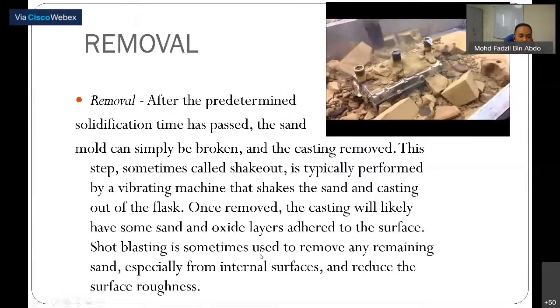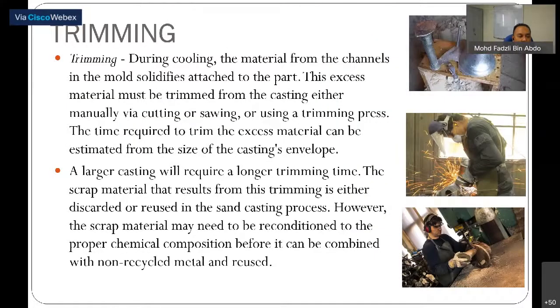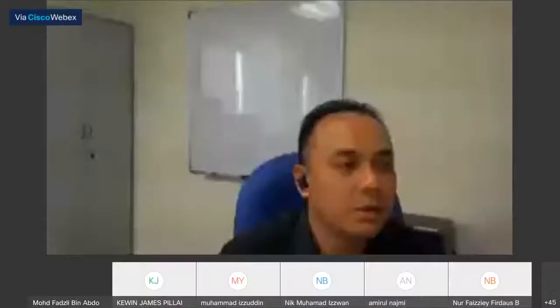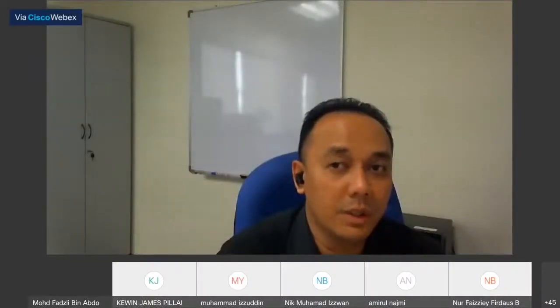And then shot blasting is sometimes used to remove any remaining sand, especially from the internal surfaces, and reduce the surface roughness. Okay. And then bila kita dah buat remove tadi, and then kita trimming lah. Kita trim untuk cantikkan lagi surface finish dia. Maksudnya kita nak buang riser ke ataupun kita nak buang dia punya apa-apalah burr ke apa yang tepi-tepi tu. Okay. Finish untuk chapter 3.